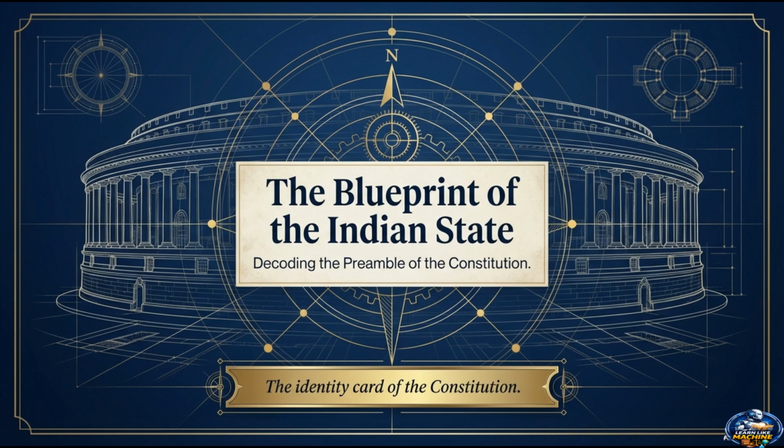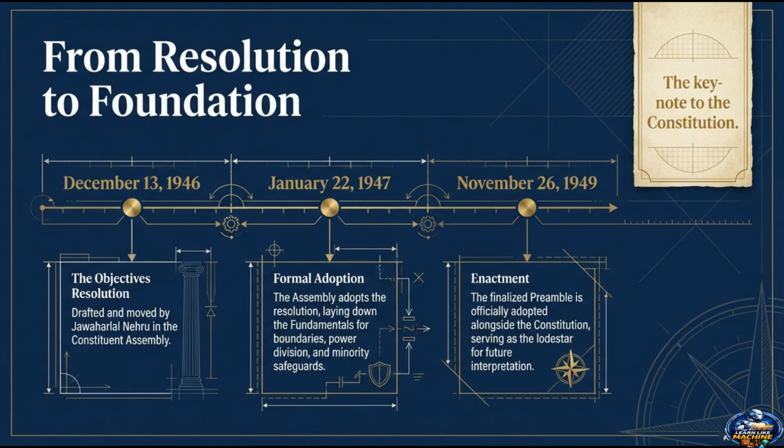Welcome to The Blueprint of the Indian State, a deep dive into the Preamble of the Constitution, often called its identity card. The Preamble evolved from the Objectives Resolution, drafted by Jawaharlal Nehru on December 13, 1946. It was formally adopted on January 22, 1947, and enacted alongside the Constitution on November 26, 1949.